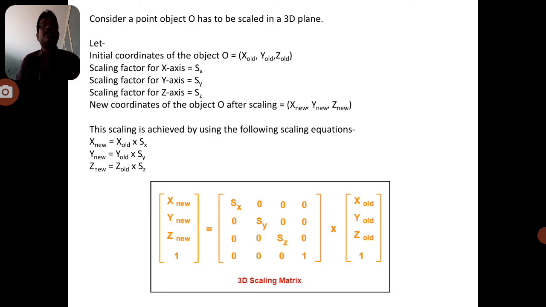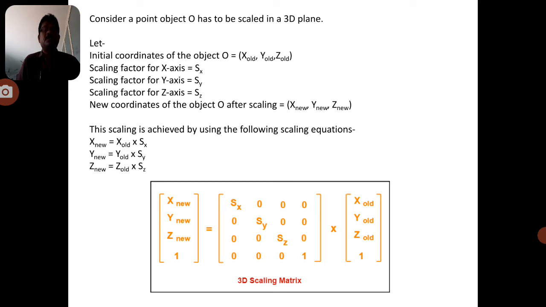Now, how is the scaling parameter taken and how are the scaling equations derived? Similarly, consider O as an object, the initial object in the 3D plane. The initial coordinates of the object O are x world, y world and z world. The scaling factor for the x axis is defined as Sx, for the y axis as Sy, and for the z axis as Sz. Now we are going to find the new coordinates of the object O after scaling, that is x new, y new and z new.